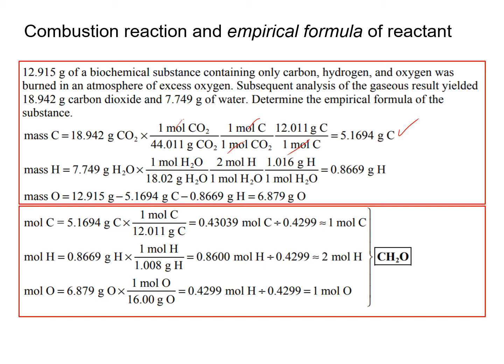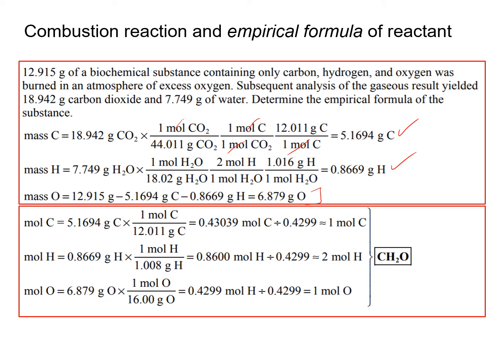We repeat this process for hydrogen, and then we do this conservation of mass approach to figuring out how much oxygen we have. We take our 12.915 grams of starting material, and we subtract the combined masses that we just calculated of carbon and hydrogen, and that will give us the amount of oxygen in our starting compound.